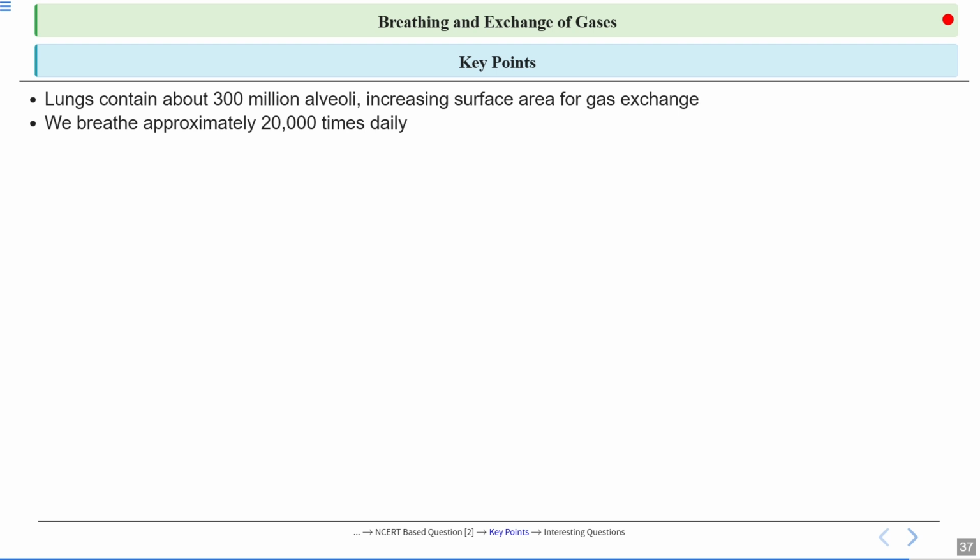These alveoli increase the surface area for gaseous exchange. Okay, that's why alveoli are present. This is a site of exchange of gases, and they increase the surface area for gas exchange as well.